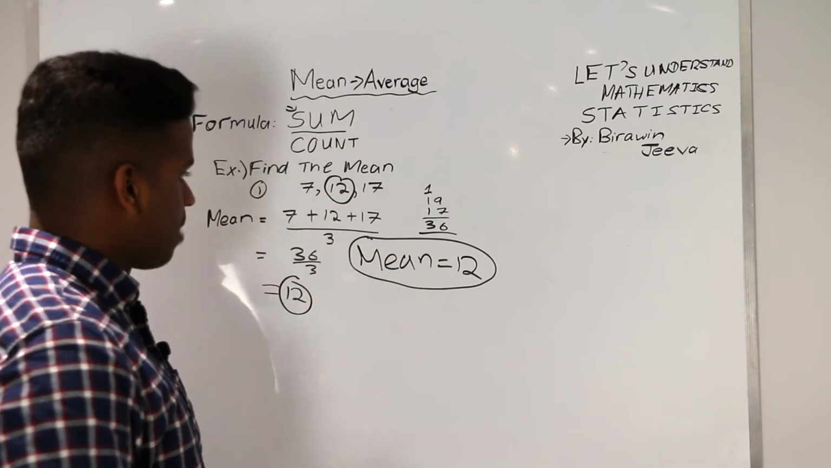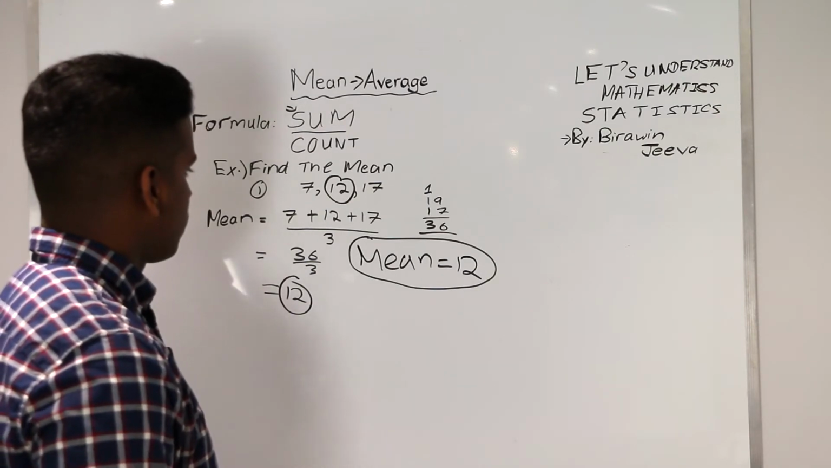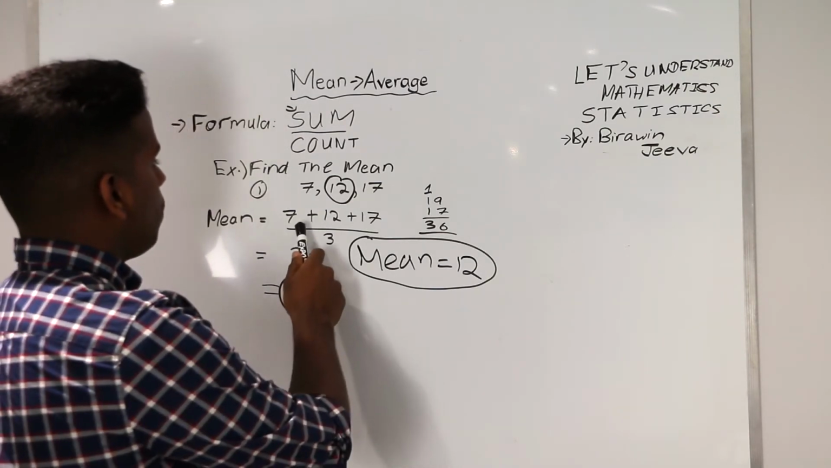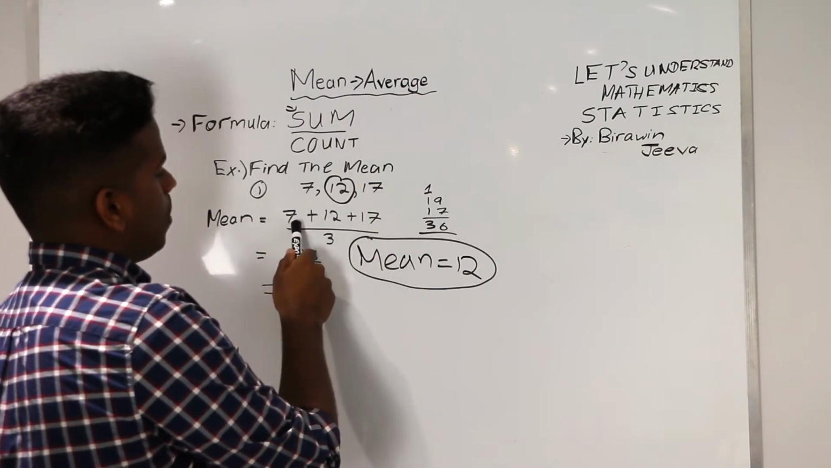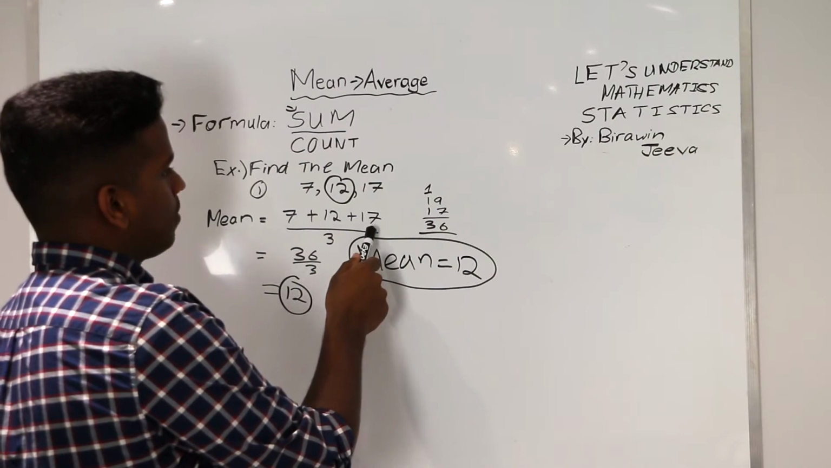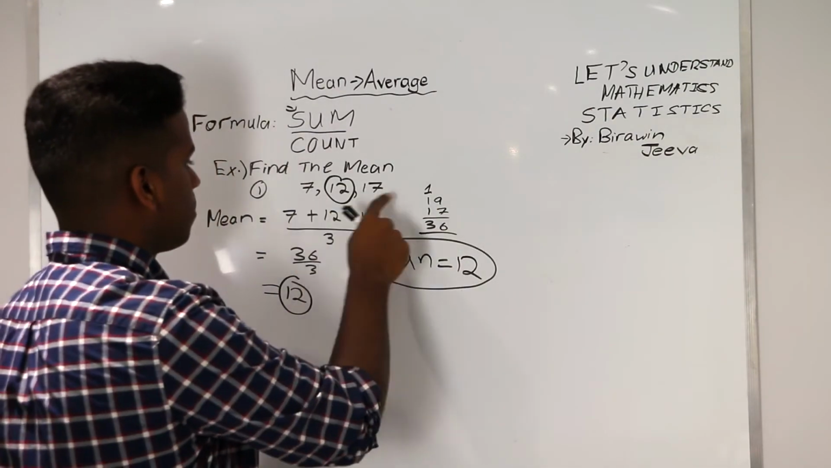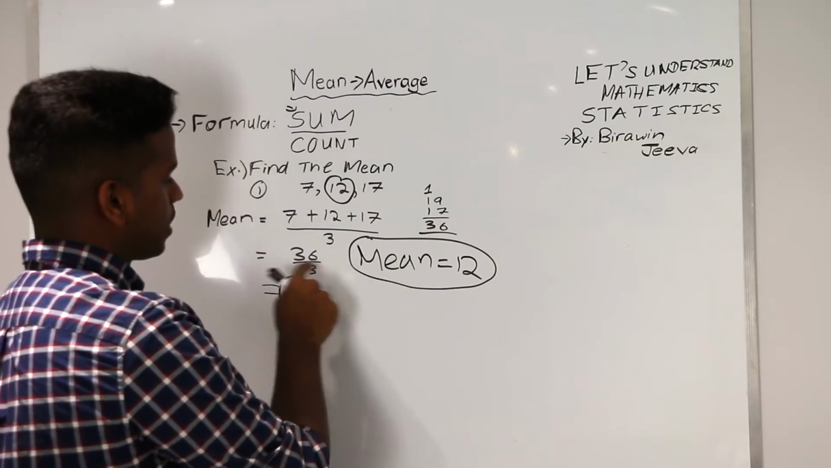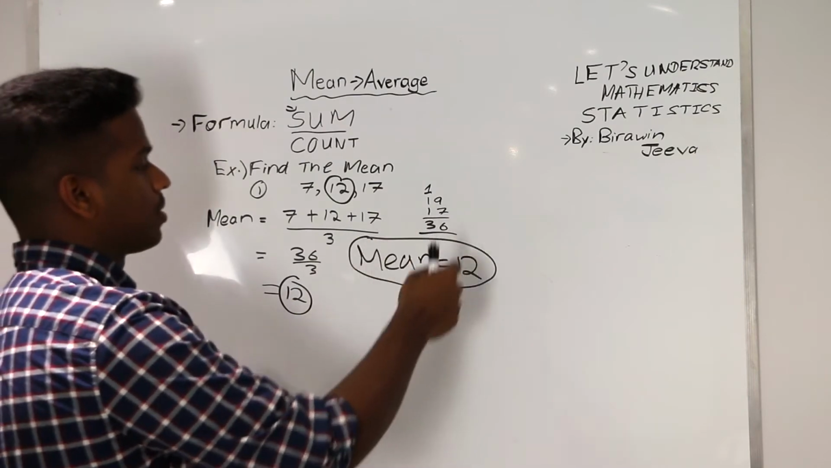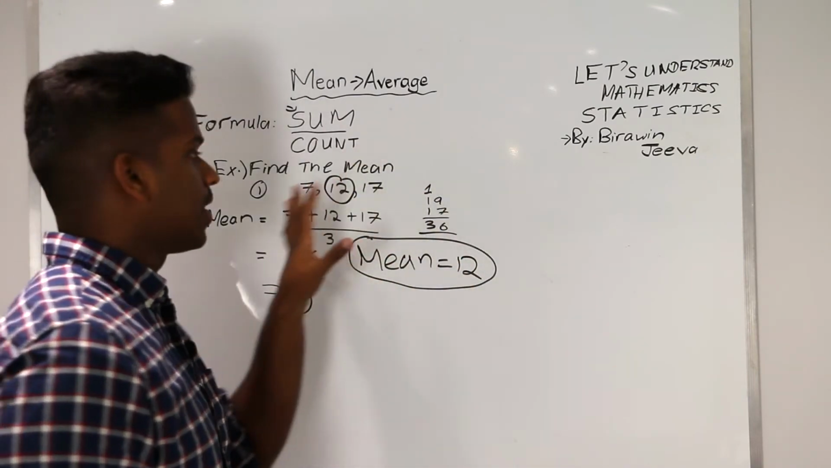So that's one example of finding the mean. We list the numbers, we add all the numbers in that list, and we divide by how many numbers there are in that list. We find the sum, divide it by the count, which is 36 over 3, and we get 12. Mean equals 12. And once again, remember, the mean won't always be a number that's in the list.